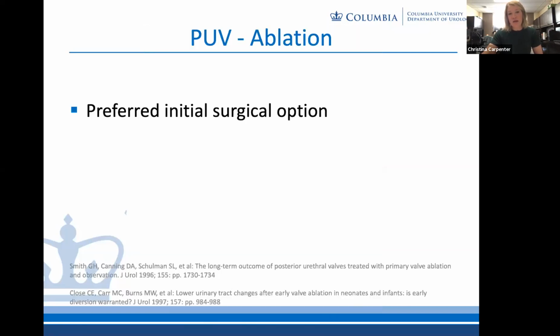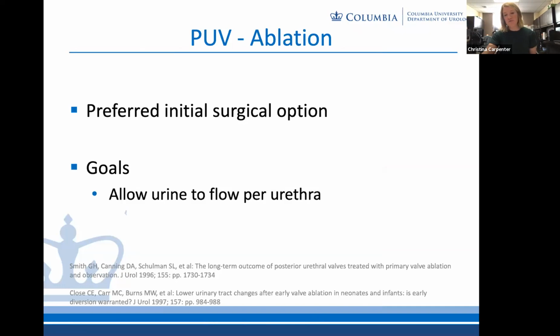So why did I do that? It is the preferred initial surgical option for all children born, or stable children known to have posterior urethral valves. So the goals of treatment are to allow urine to flow through the urethra normally, and then also to enable normal bladder cycling, meaning filling and emptying under normal pressures.